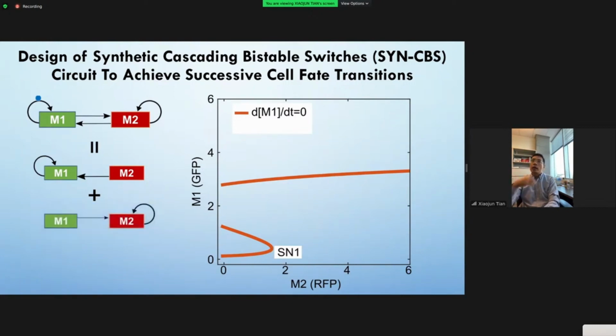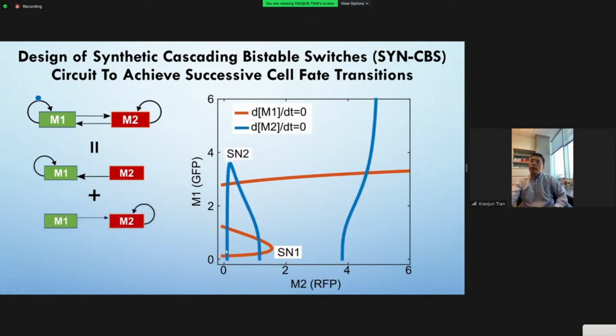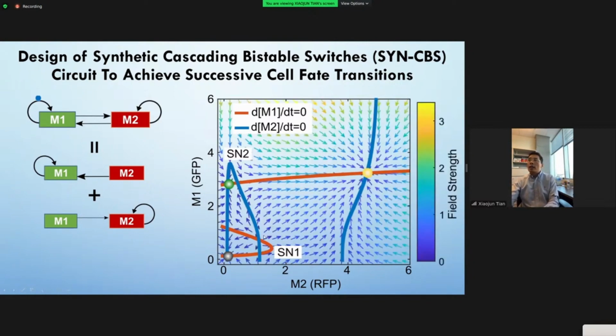Similarly, we could have a nullcline for module 2. If we increase module 1 above this threshold, it could also activate module 2. Right now, in this scenario, the link from module 2 to module 1 is stronger than the link from module 1 to module 2. That's the reason this threshold is relatively smaller than this one. That's the reason we have 3 steady states like this, and we could expect to see the sequential transition from no color to module 1 activated, and then to the co-activation of 2 modules, right?